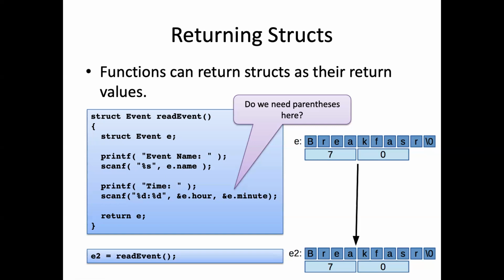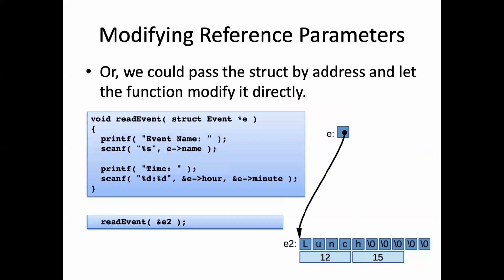You could make this more efficient with a little planning ahead, and that's what I'm doing here. How about if for read event, instead of filling in an event and then returning that to you, the caller has to give me the event I'm supposed to fill in? How about if they make an event and they just give me the address of that event? Inside my function, I'll just take a pointer to an event, and then I'll do the same thing. I'll prompt the user and I'll read something into the name field and then the hour and minute fields. But while I'm working on that event, I'm really working on the event they gave me.